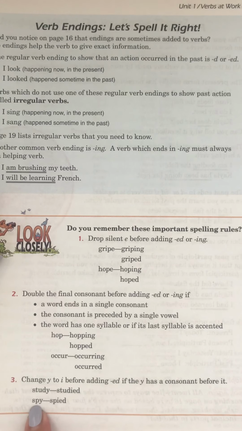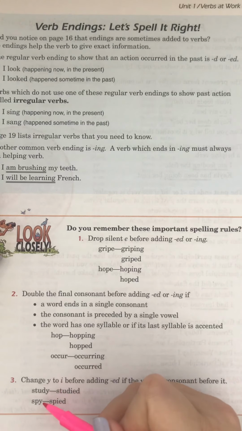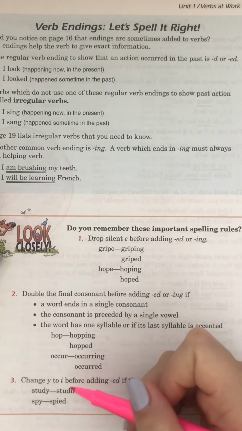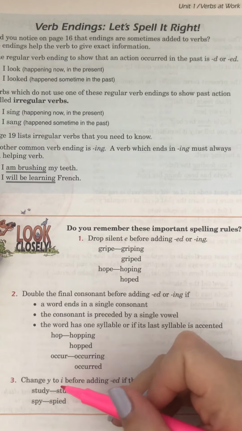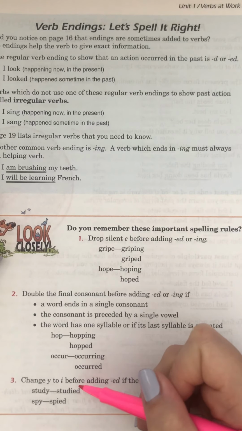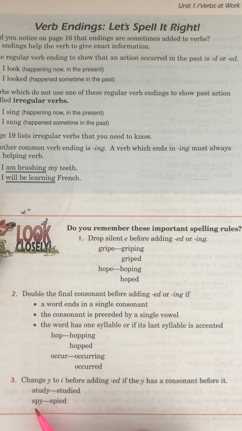These are two examples. Study, we drop the y and add an I for studied. Also in the word spy, we drop the y and add ied.